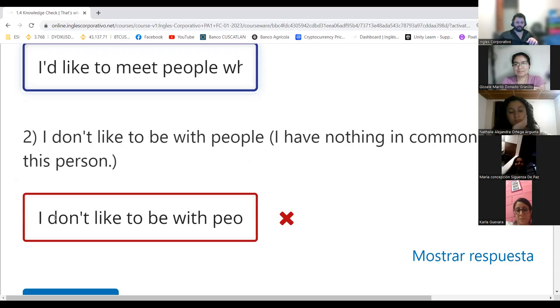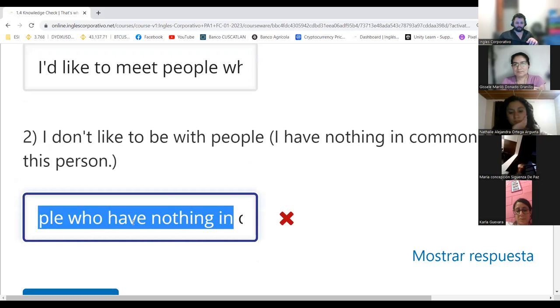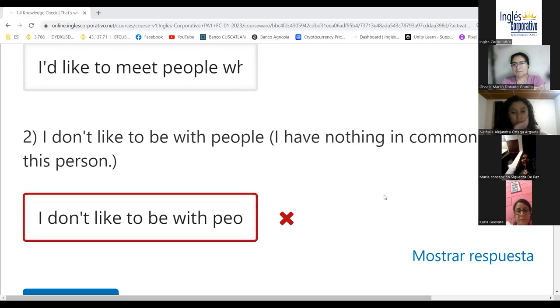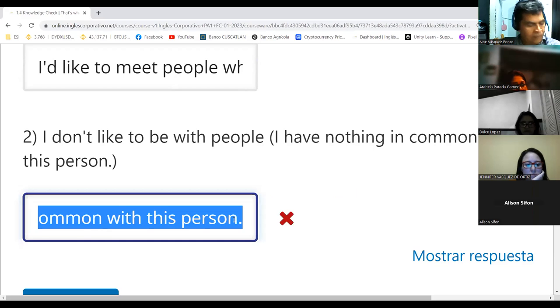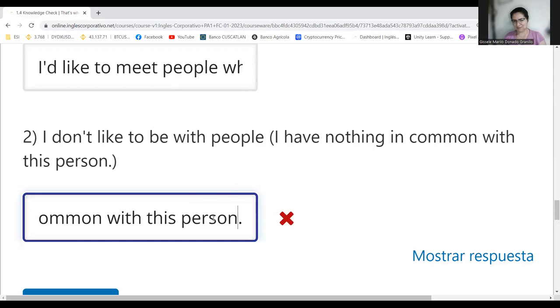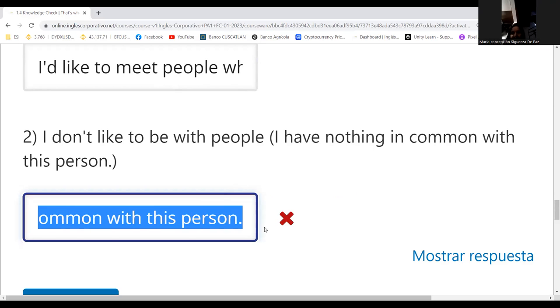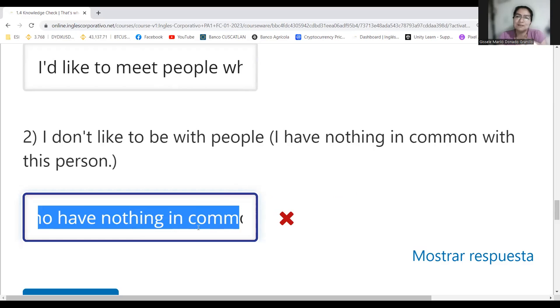So just FYI. I don't like to be with people who have nothing in common with this person. Now, is there anything wrong with this sentence, guys? What do you think? Is there anything wrong with the sentence? Yes or no? My doubt is the first sentence, the first clause, to the person, the people, I mean. The second clause is this person. I don't know if they're wrong.